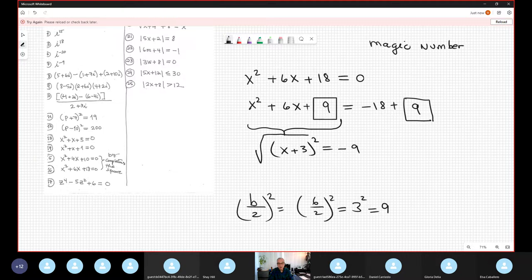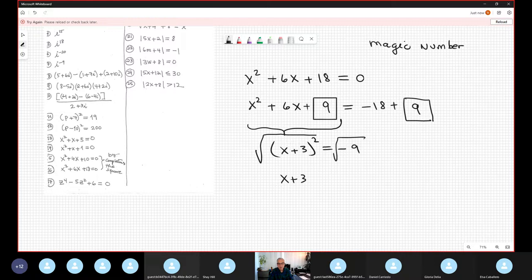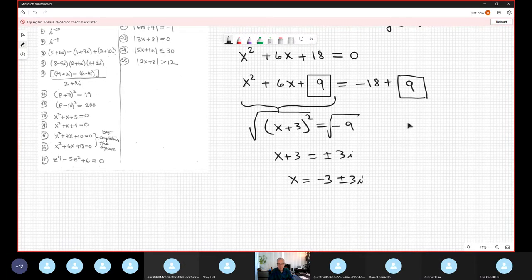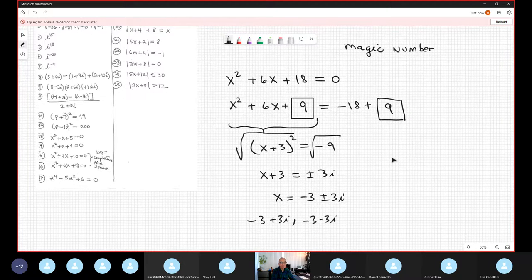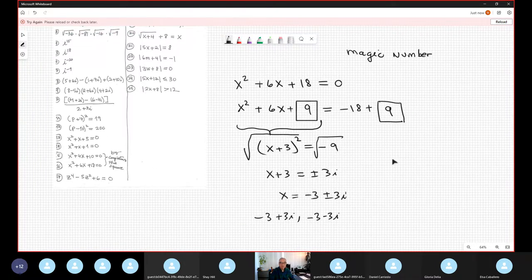Ready to apply the square root to both sides. Nice. Now we have x plus 3 equals plus or minus 3i. Therefore x alone is minus 3 plus or minus 3i. In ALEKS, you never use the double sign plus and minus. You put separately minus 3 plus 3i, separated by a comma, minus 3 minus 3i. Super easy. Any question? No, no question.